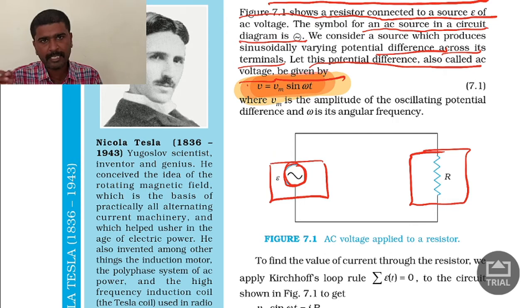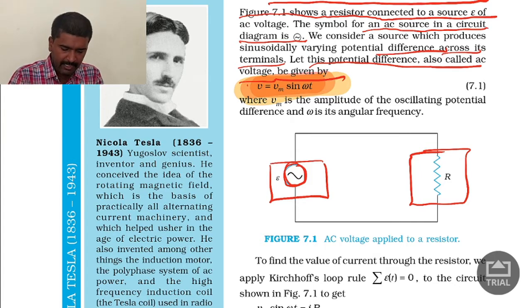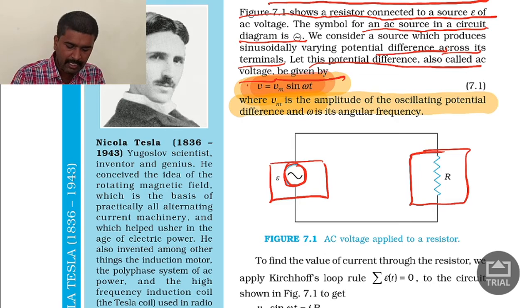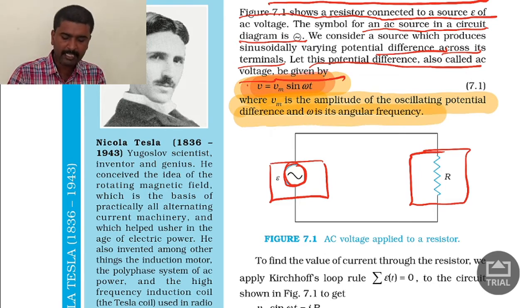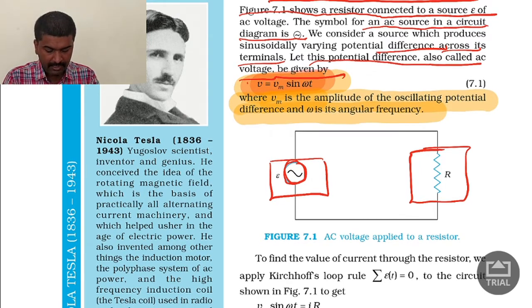So V = Vm sin omega t. Sin omega t can go from -1 to +1, then your V can go from -Vm to +Vm. So the maximum value of your voltage is +Vm, and the minimum value of V is -Vm. Here Vm is the amplitude of the oscillating potential difference, and omega is your angular frequency.